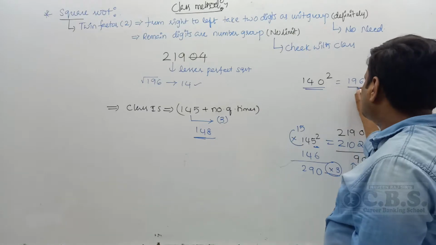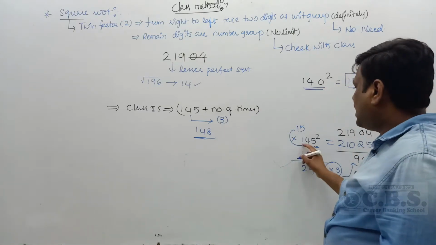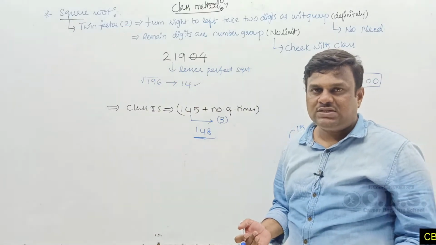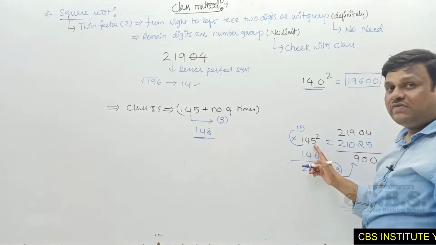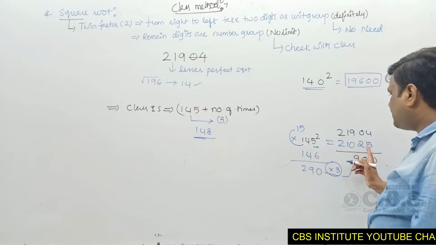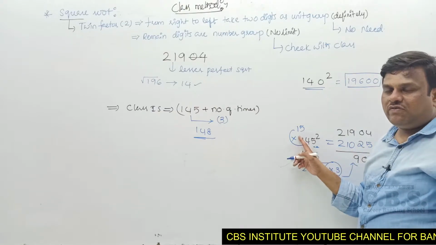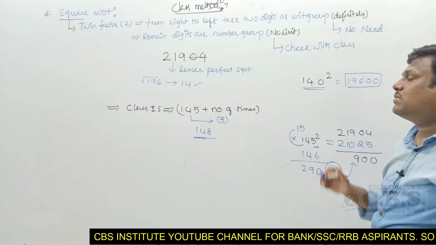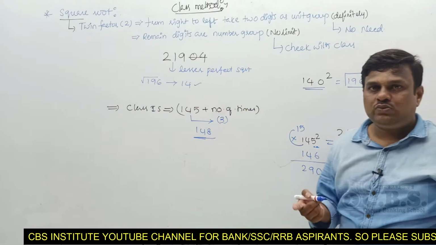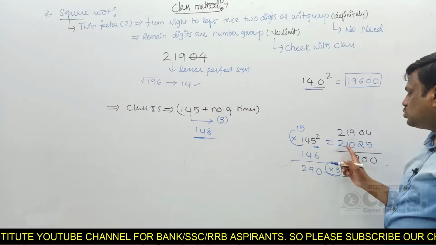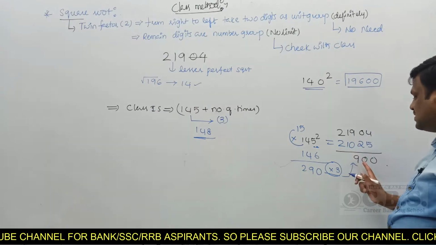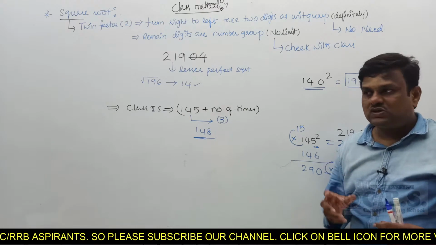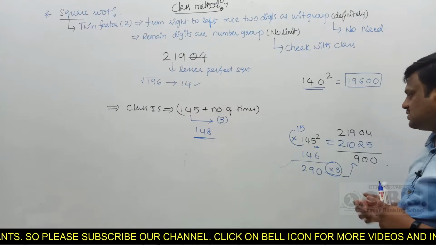Do you know 140 whole square is 19,600? And you can easily find 145 whole square because it ends with 5, so you go for 5 square, which is 25. And 14 after you get 15, and 14 times 15 is 210. Our given number 21904 is near to 21025. What is the difference? It is 900. Friends, no need to find the exact difference. You just take an approximate difference, which is 900.